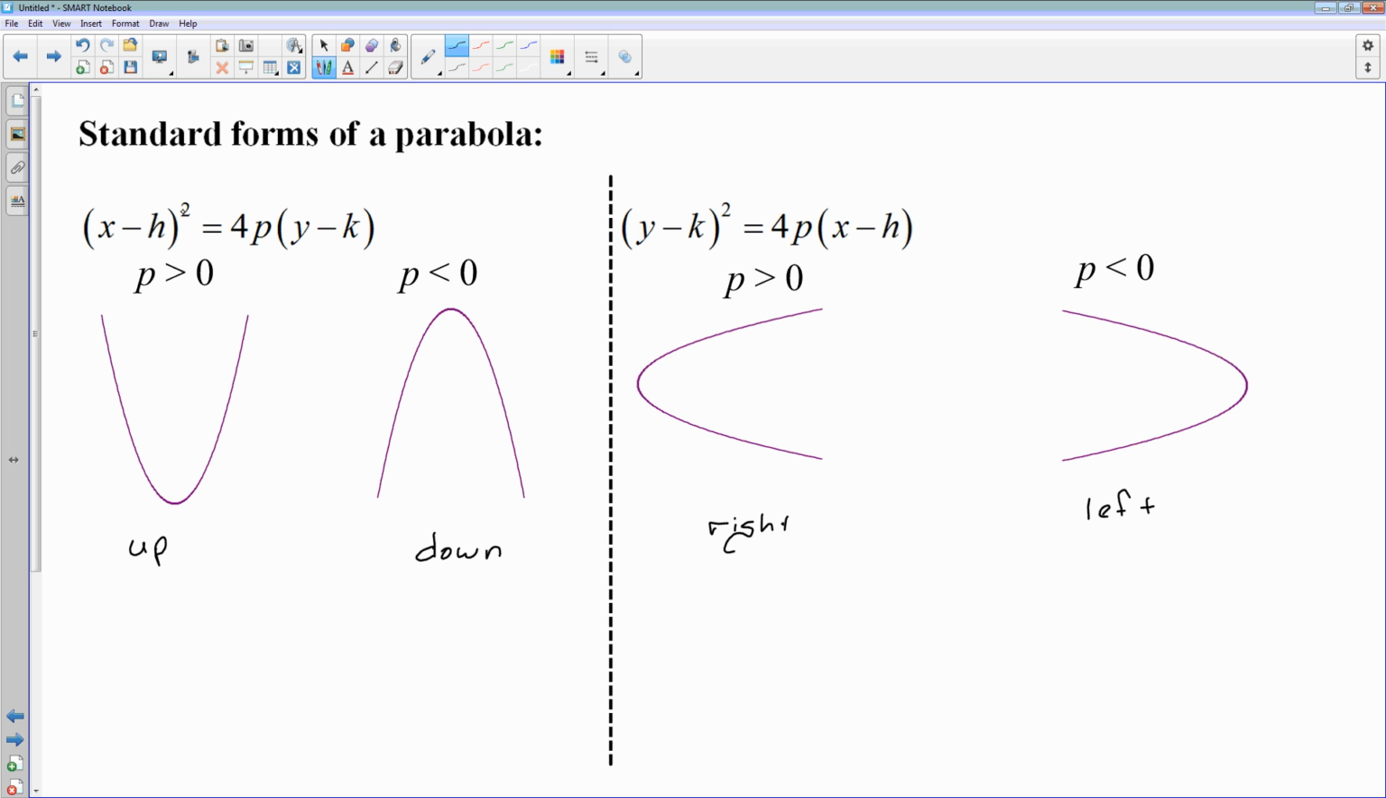You have (x minus h) squared equals some stuff, or (y minus k) squared equals this stuff. If your x is squared, your parabola will either open up or down depending on whether p is positive or negative. If the y is squared, then your parabola will open left or right depending on whether p is positive or negative. So those are your standard forms of your parabola.